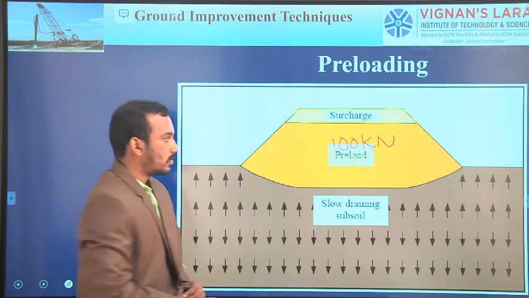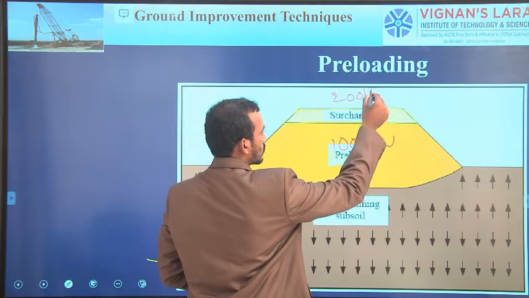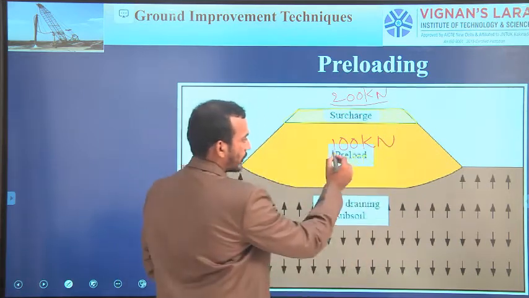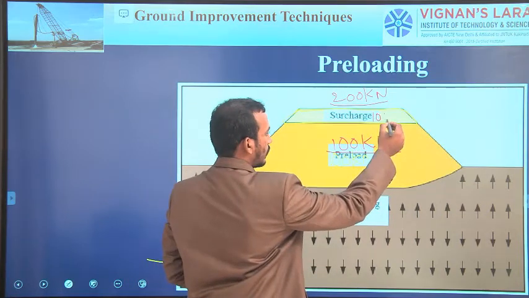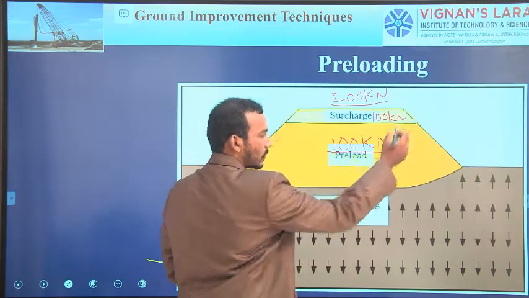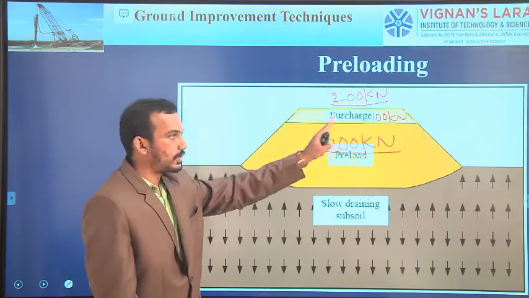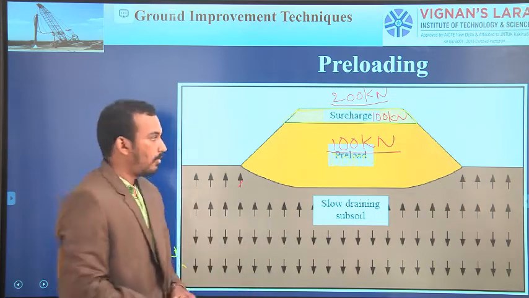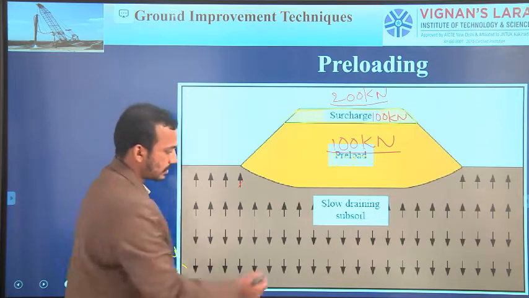So for example, we apply a total of 200 kilonewtons load. Out of this 200, 100 kilonewtons is known as preload, the other 100 kilonewtons is known as surcharge load. The excessive load other than the original load is known as surcharge load. So what is happening here? When we apply a preload with surcharge on a site, see these downward arrows.